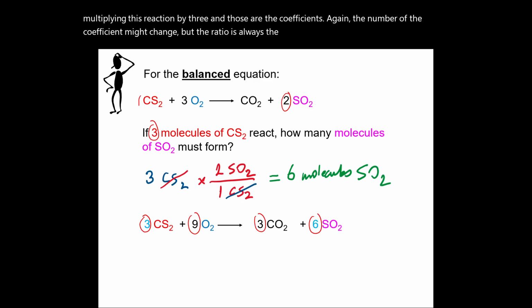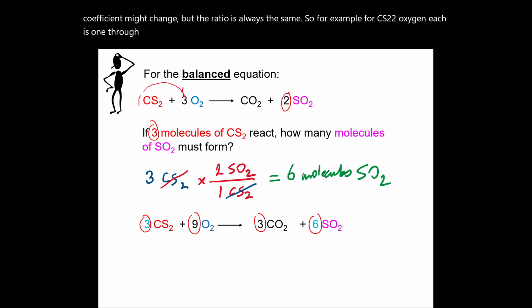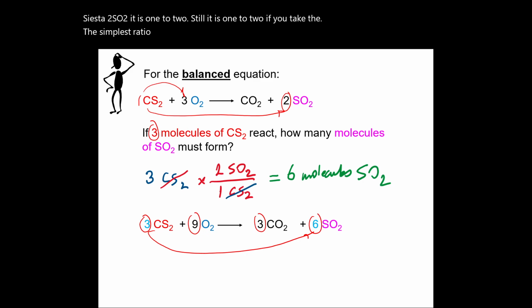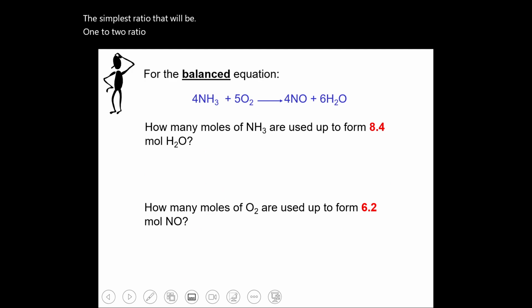So for example, CS2 to oxygen is 1 to 3. CS2 to SO2 is 1 to 2. Still, it is 1 to 2. If you take the simplest ratio, that will be a 1 to 2 ratio here. So this chemical reaction is balanced.